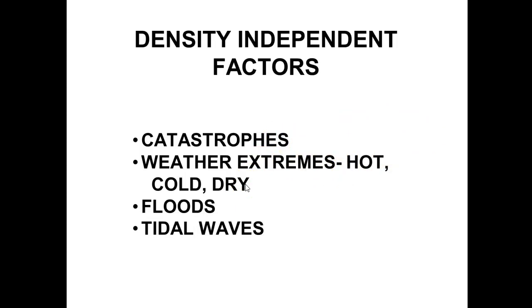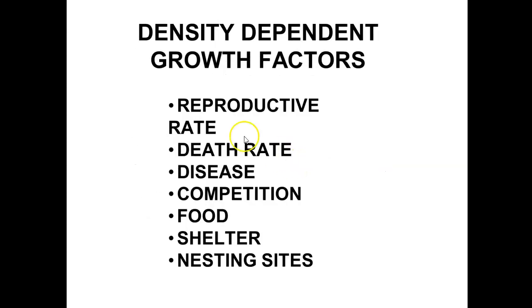Density has no effect. Lightning strikes. If you get hit by lightning, you're dead. If there's a big pile of people standing still, the chance of any one individual getting hit by lightning is the same as if there was just one person. Density has no effect. All right, tidal waves, floods, all of those things. It doesn't mean that these can't occur where there's a lot of people, but the chance of killing an individual person or an animal, whatever the thing is, is not dependent on the number of individuals right there. They stand the same chance no matter what, as opposed to these factors: disease, competition, food, shelter. All of these are extremely sensitive to the number of individuals piled together.